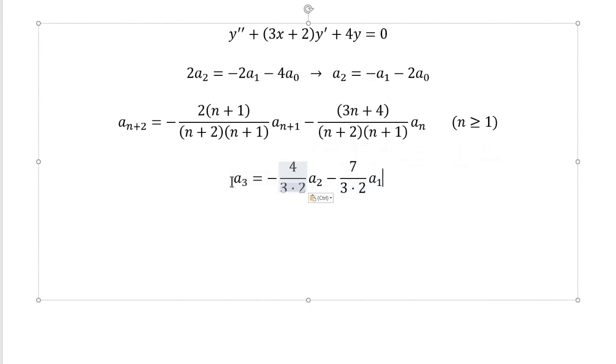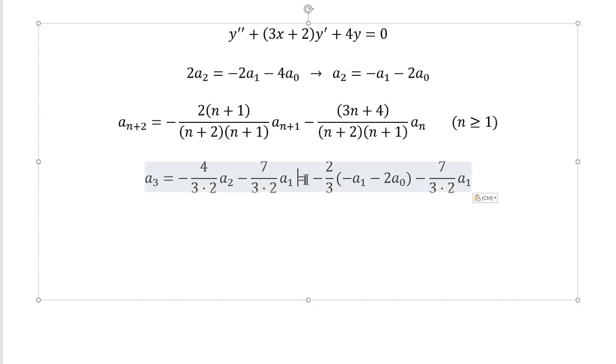You want to ultimately express everything in terms of a1 and a0. So this a2 has to be expressed in terms of a1 and a0, which we already know. So what we want to do is replace this a2 by negative a1 minus 2 a0. So let's do that. So that's equal to, let's see, 4 over 2 is just 2 over 3. So it's negative 2/3 times this thing here. And then the other one, you keep it.